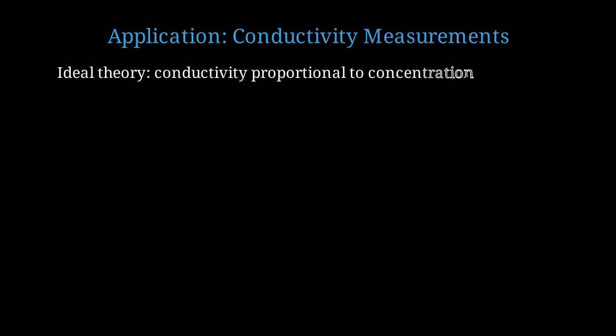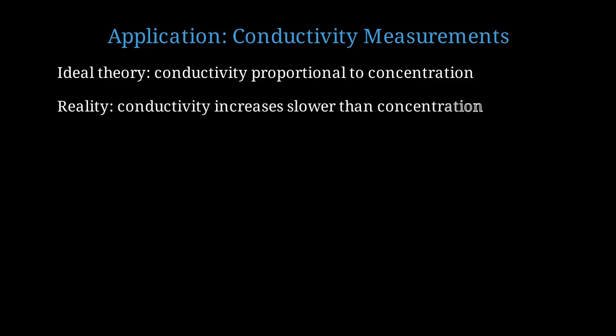The Debye-Hückel theory doesn't just explain activity coefficients. It also explains why electrical conductivity deviates from ideal behavior. Ideal solution theory predicts that electrical conductivity should be directly proportional to ion concentration. In reality, conductivity increases more slowly than concentration. This is because ions are less mobile due to their ionic atmospheres.